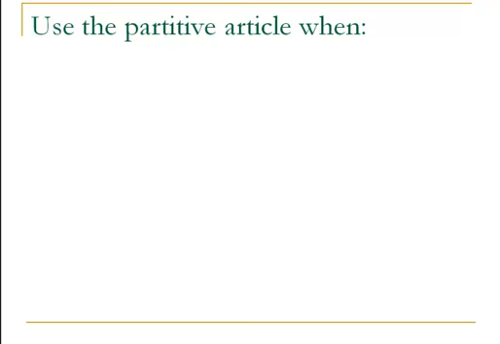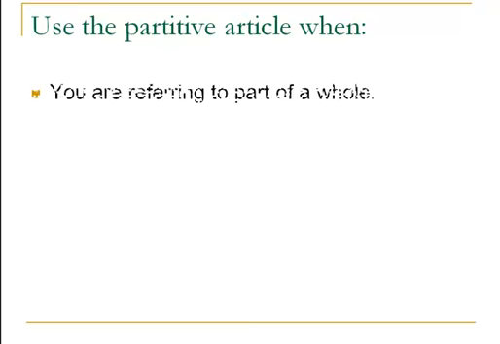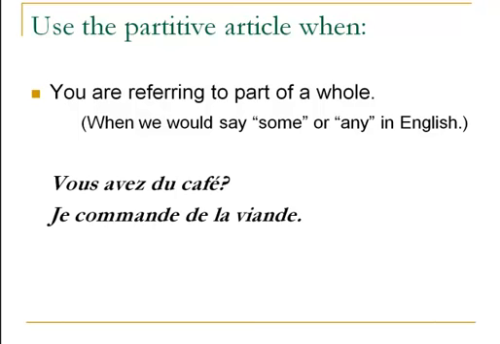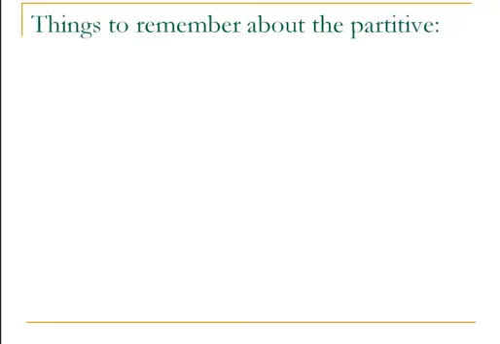Okay, so you'll use the partitive article when you want to say some. So we'll use this when we are wanting, like the name indicates, part of a whole. So when we want to say some or any in English. Par exemple, vous avez du café, you have some coffee, or je commande de la viande, I'm ordering some meat.